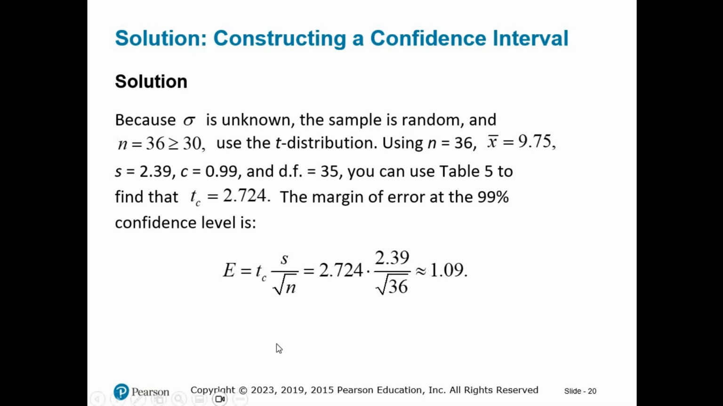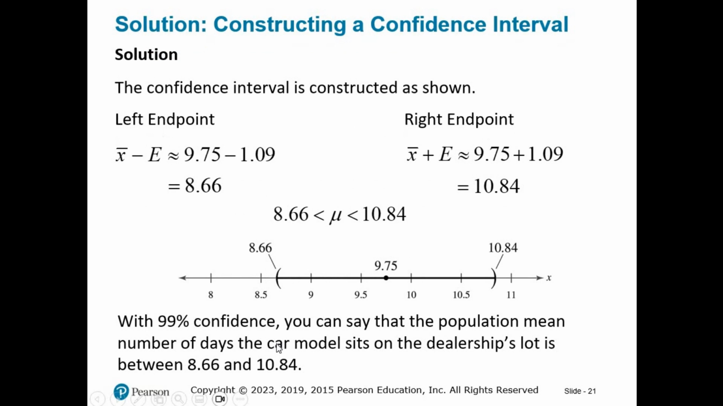Next, we construct our confidence interval from both sides. We subtract 1.09 from X bar to get 8.66 on the left and add it to get 10.84 on the right, and end up with a confidence interval of 8.66 to 10.84. And our conclusion is that with 99% confidence, you can say that the population mean number of days the car model sits on the dealership's lot is between 8.66 and 10.84.